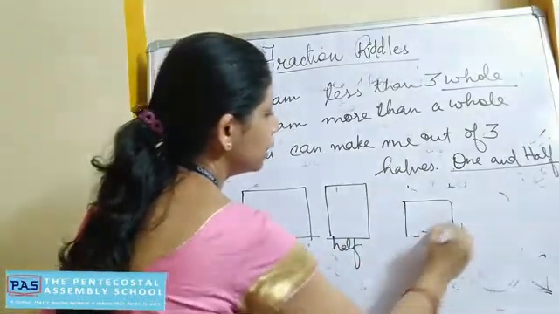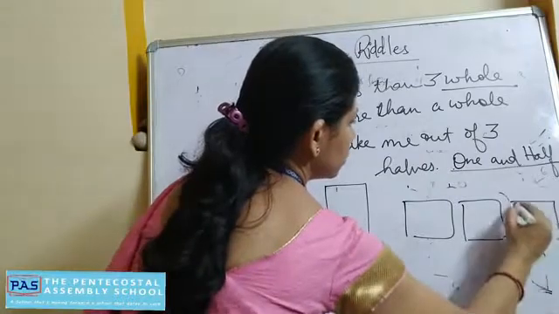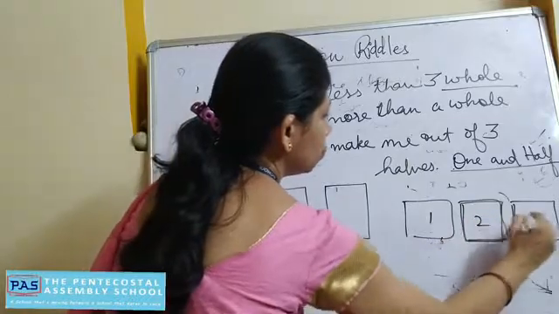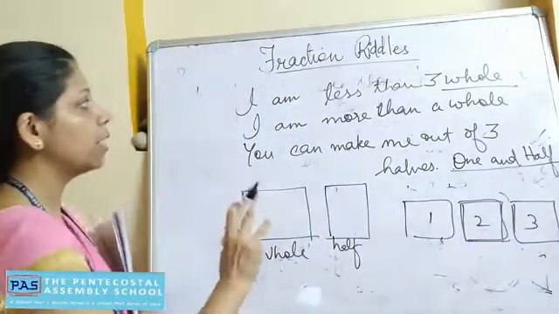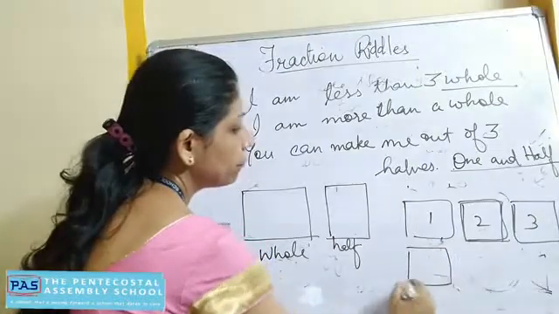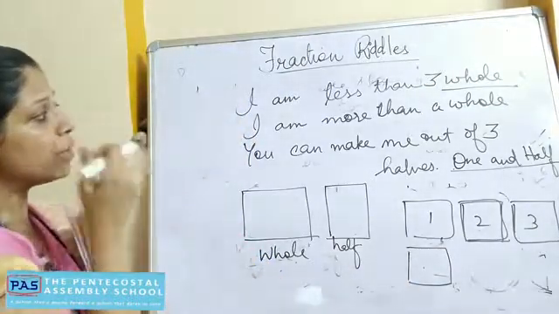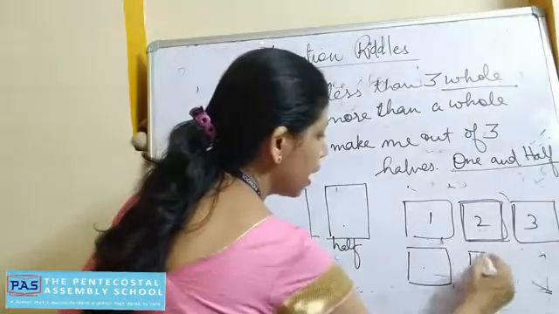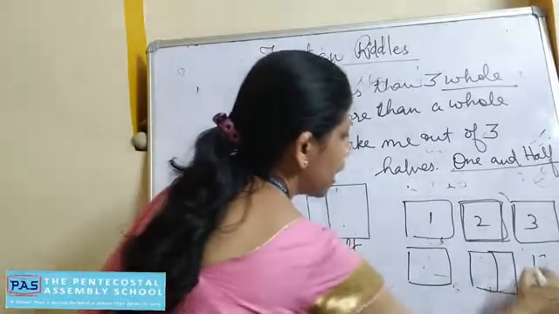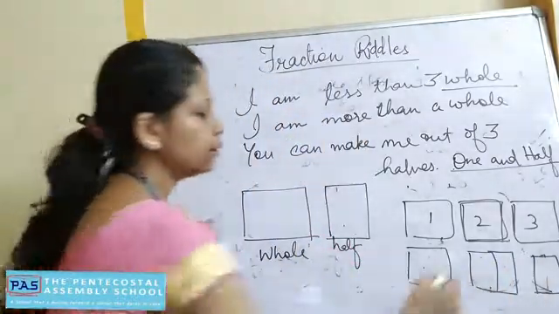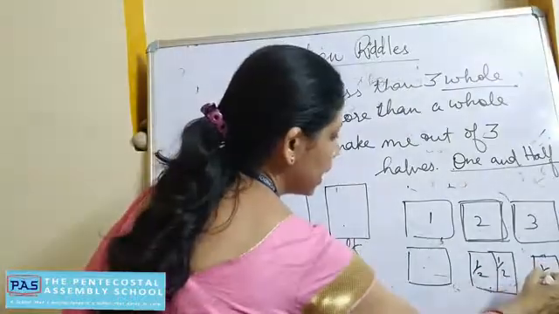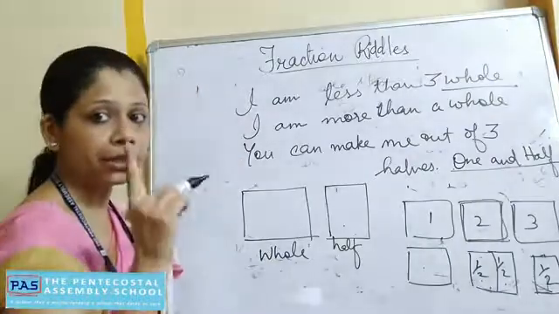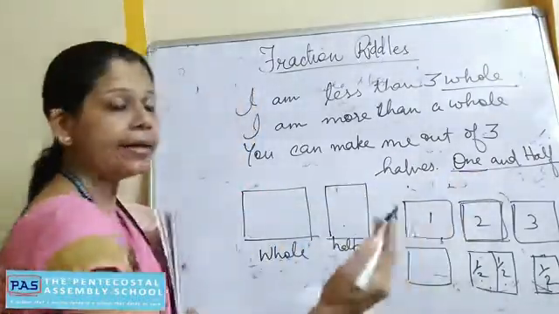That means it is not this. These are 3 wholes, 1, 2 and 3. It is not this. I am more than 1 whole, this means it is more than this. You can make me out of 3 halves. Now let us take 3 halves. So this is half, and this is half. Half plus half, when we combine 2 halves, we get 1. So 1 and a half.